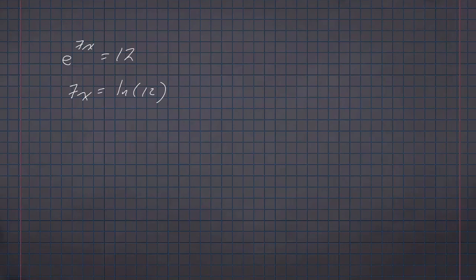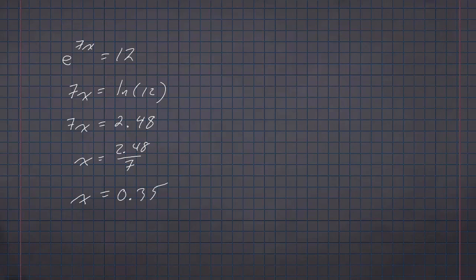And my calculator is happy to tell me that the natural log of 12 is 2.48 or somewhere thereabouts. Pay attention to instructions on rounding. I'm rounding in this video to the nearest hundredth, but problems in the homework and problems on exams will have specific instructions for you as to how to round. But then from here, to get x by itself, we of course divide both sides of the equation by 7, which comes out somewhere in the ballpark of 0.35.